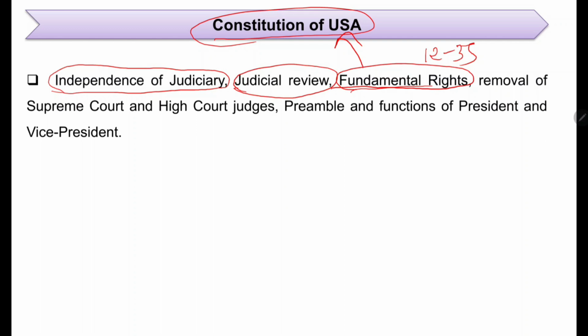And next is the procedure of removal of Supreme Court and High Court judges. How the judges of the Supreme Court and High Court are removed, that procedure we have also borrowed from the USA. And the preamble. Preamble and functions of President and Vice President. So these are some of the features that we have borrowed from the USA.